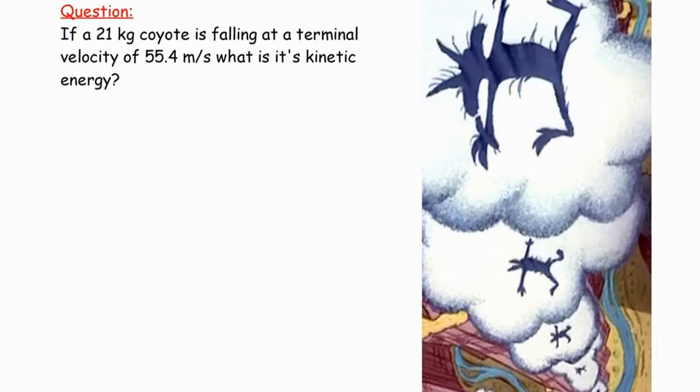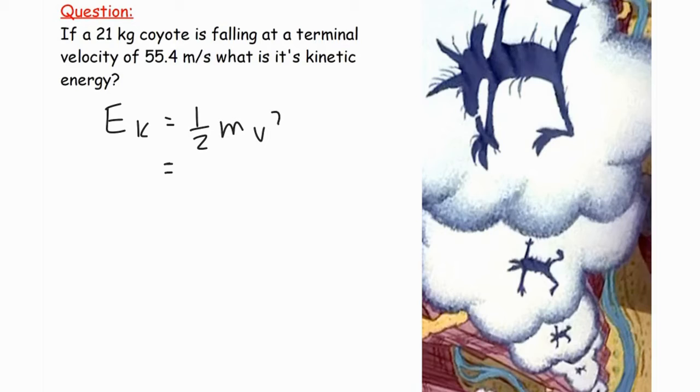Here's a quick question. Maybe pause the video and answer it. We have a 21 kilogram coyote. I researched that. Falling at a terminal velocity of 55.4 meters per second. I researched that as well. We want to know the coyote's kinetic energy. Let's pause the video and answer this question.